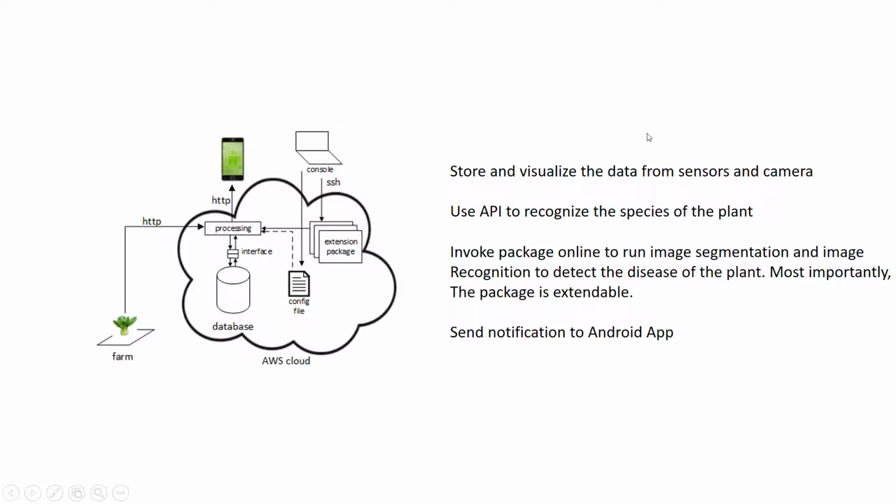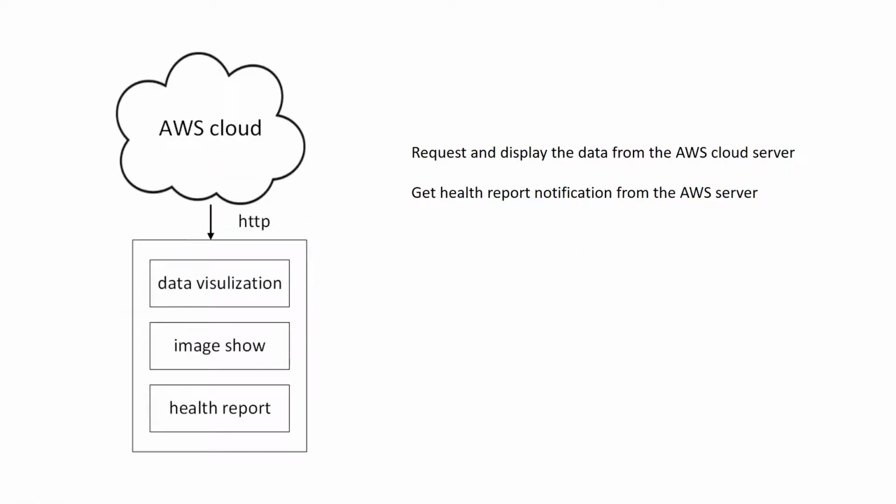The last part of our system is the Android app part. The Android app allows users to request the historical data and the instant image of the plants at any time. The alert will also be sent to the app if the plants are sick, so that the users can use the historical data to help diagnose the plants better.